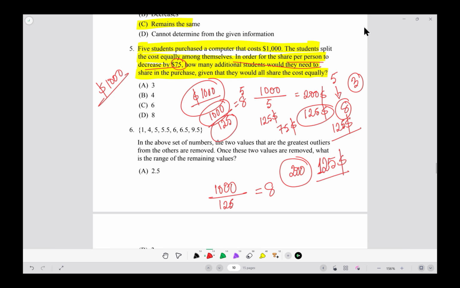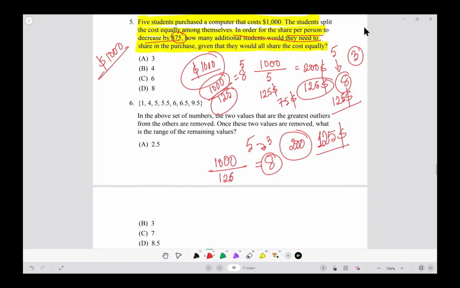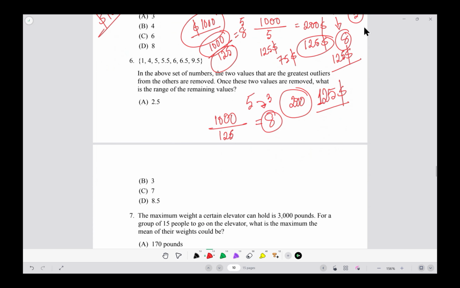We need 8 persons, but we have 5 friends. So we need some extra 3 friends to make it 8 persons, right? Very simple. Just think easier. A statistics problem is all about thinking simple and thinking about the practical situation. It's not that complex. So we have some other problems.